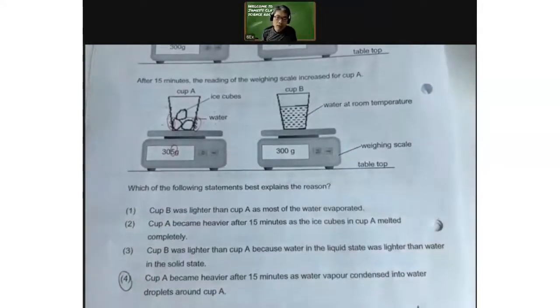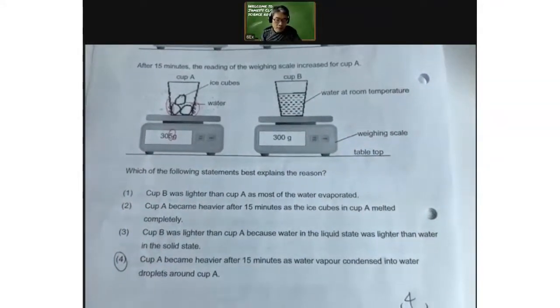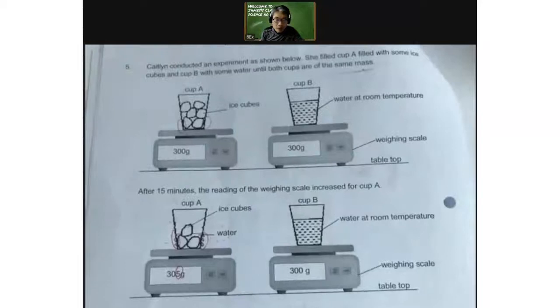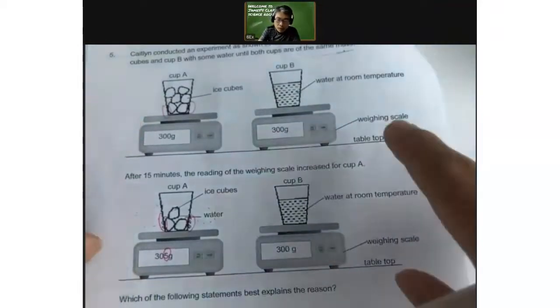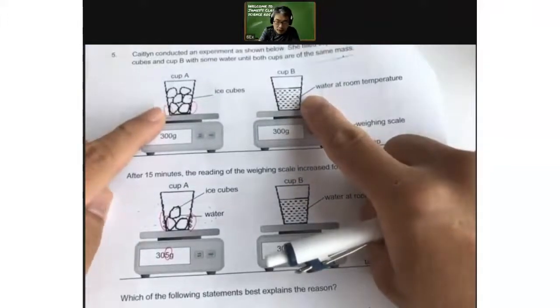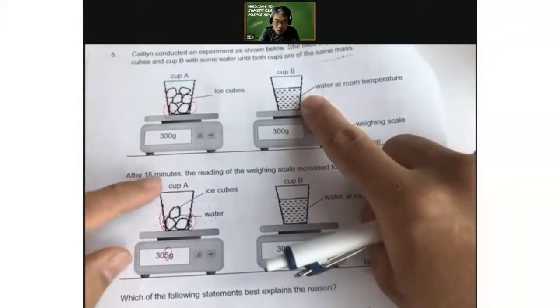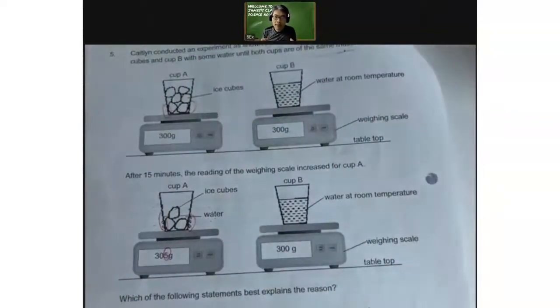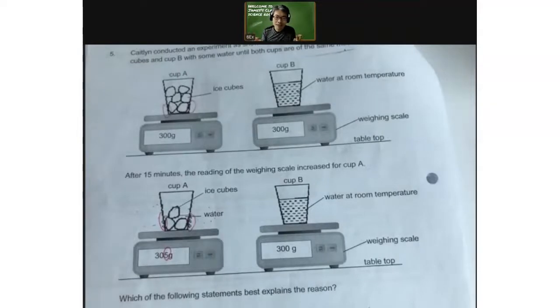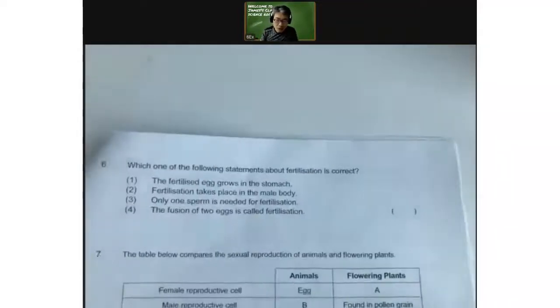To answer a question like this, you need to be able to look at the diagram very carefully. So don't rush through answering your questions. Answer the question, understand the pictures inside. All these details are given to you to give you clues to understand it. Your job is to understand it. Okay? Next one, question 6.